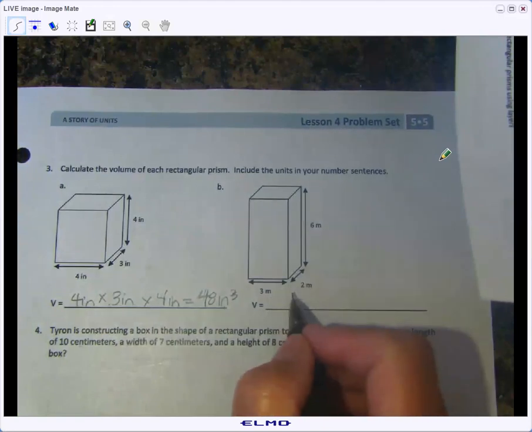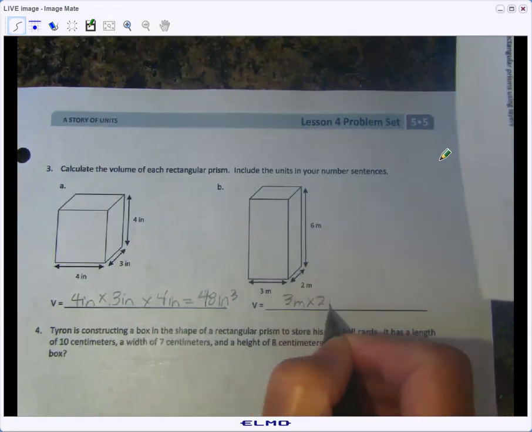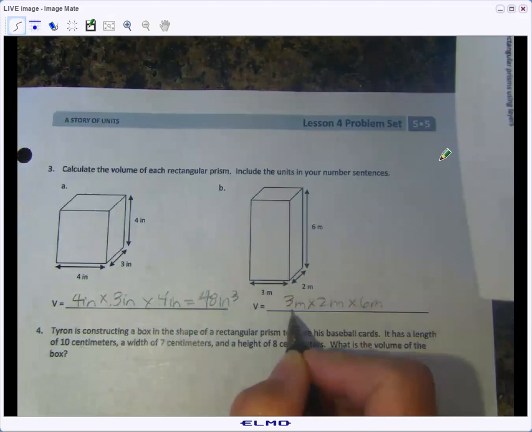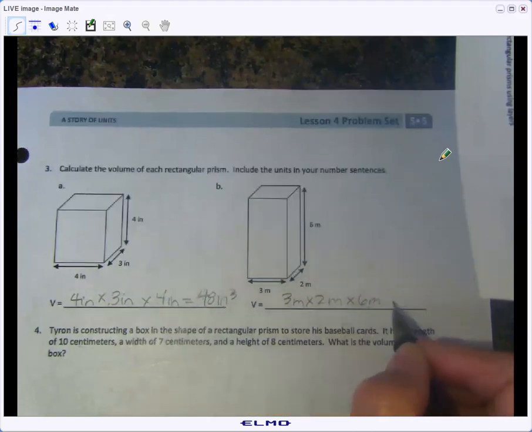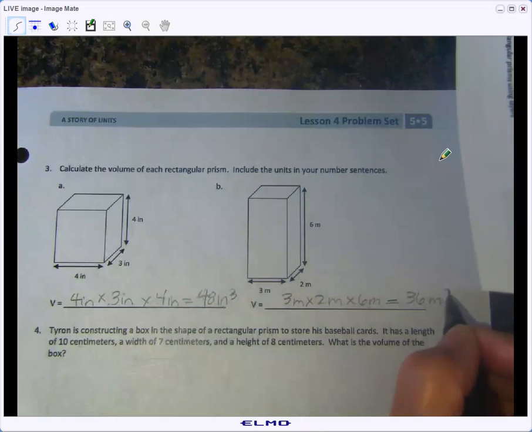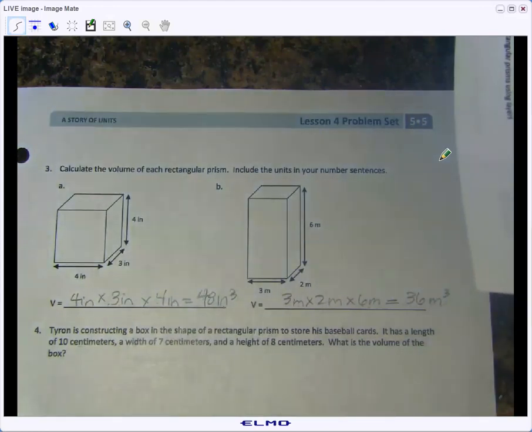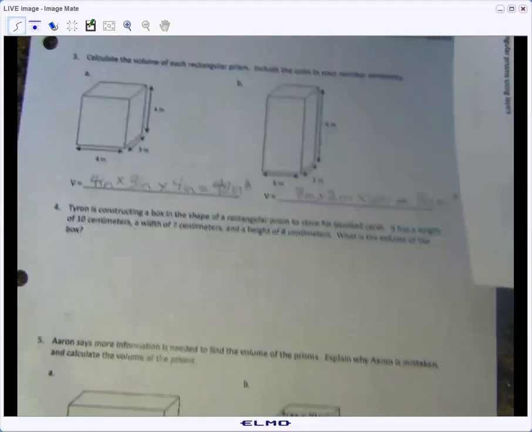Now we're going to do this one, 3 meters by 2 meters by 6 meters. You multiply the length, the width, and the height, and you get 36 cubic meters. Okay, and you indicate cubic units with a superscript 3 that looks like an exponent, okay? All right. Some of you might not know what an exponent is.